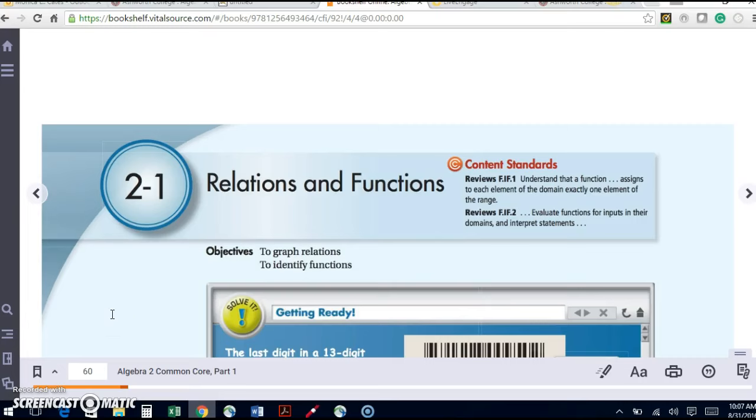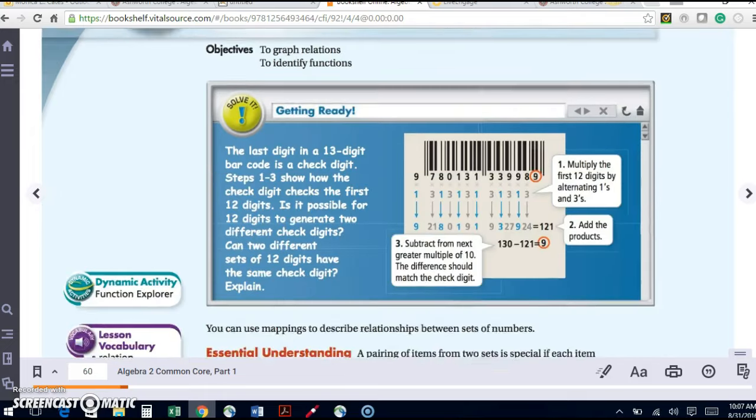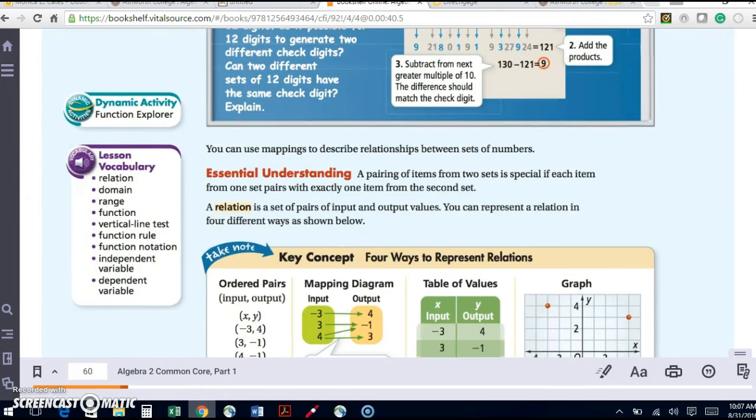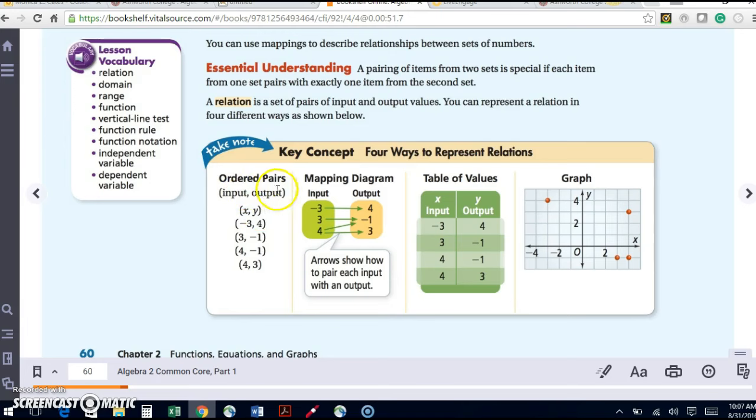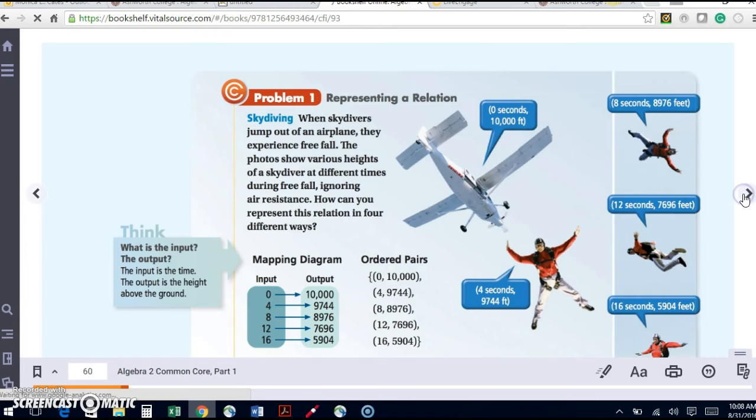Okay, let's take a look at lesson 2-1, relations and functions. A relation is a set of pairs of input and output values. You can represent a relation in 4 different ways: as a set of ordered pairs (input, output), a mapping, a table of values, or a graph. Let's take a look at some examples.